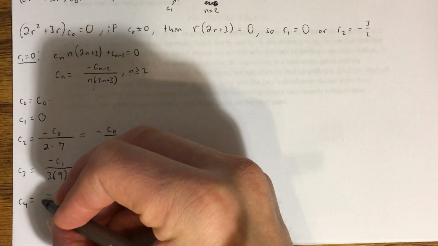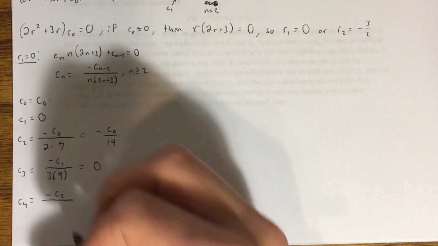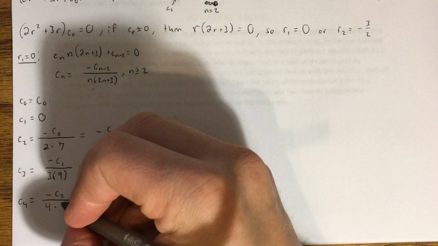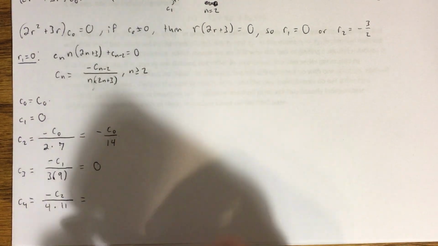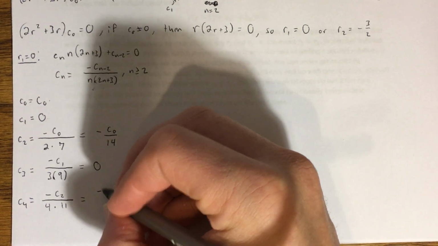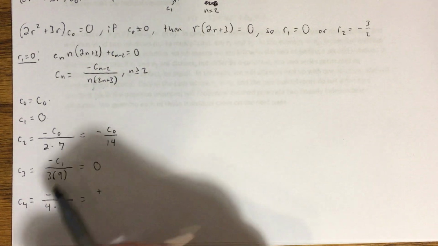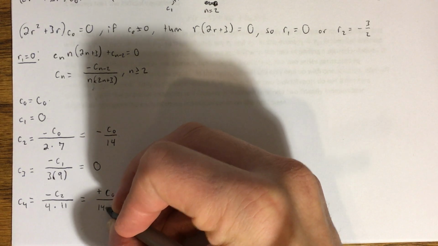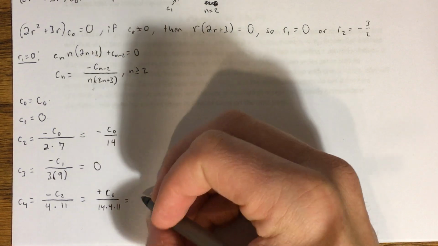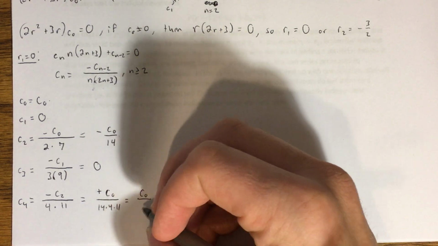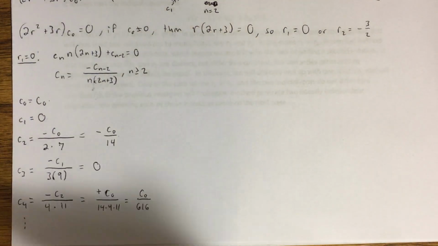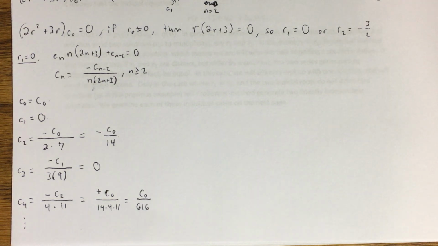It starts out looking like this. Negative C2 over 4 times 2 times 4 is 8, plus 3 is 11. But this is the same thing as negative, or actually positive now, because it's a negative C naught over 14 times 4 times 11, which is equal to C naught over 616 when you do the multiplication. And then the C5 term is going to be a 0, and so on and so forth. So we already know what's going to happen the rest of the way there.